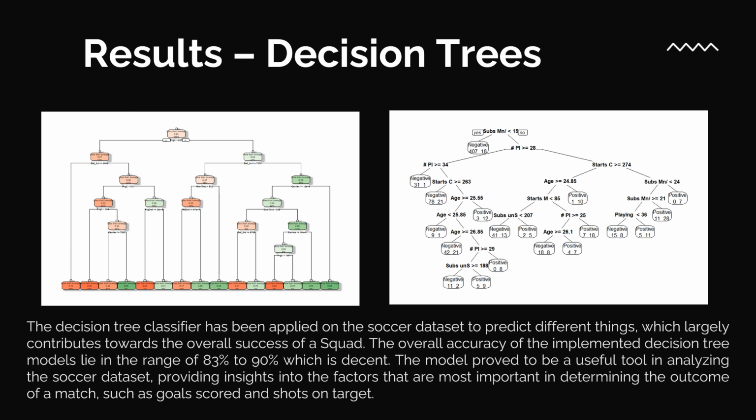The output variable was converted to being either positive or negative, and then the decision tree was implemented to showcase what kind of factors are responsible for a positive or negative outcome. On the left hand side, the green colored nodes show a positive outcome, whereas the red ones show a negative outcome.